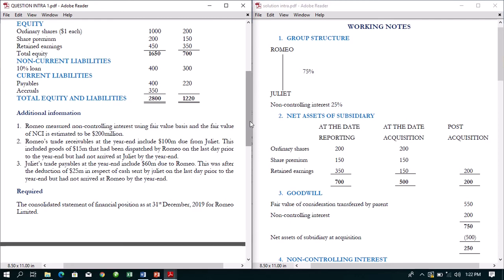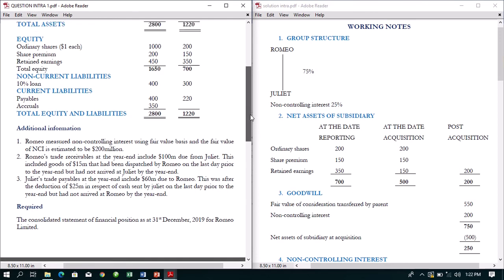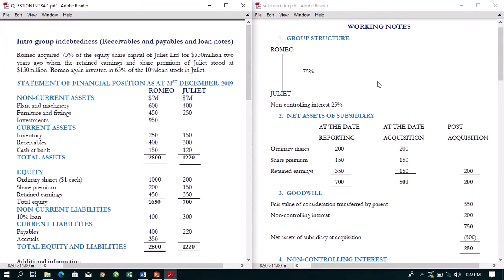So we are required to prepare the consolidated statement of financial position as at 31st December 2019 for Romeo Limited. So we go to our solution, and based on our previous video we said we have 5 basic workings, which is the determination of our group structure, or what we call control. We determine the net asset of the subsidiary, we calculate the goodwill, we determine the non-controlling interest, and finally we calculate our retained earnings. So let us start with this question.